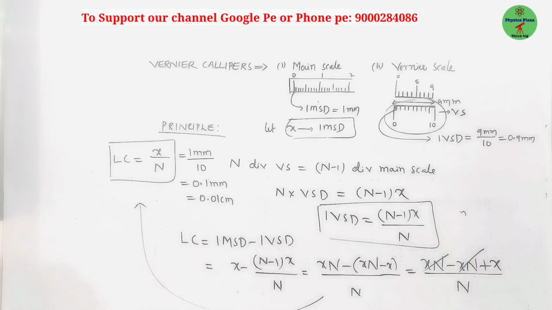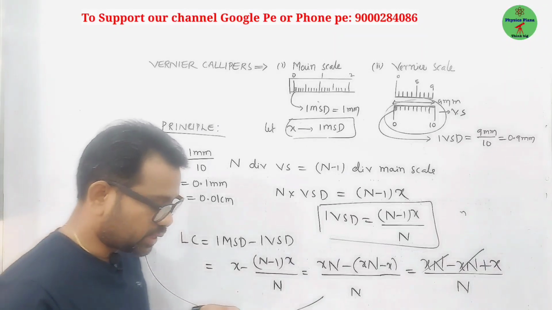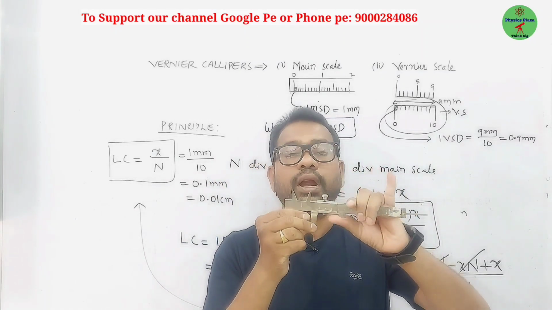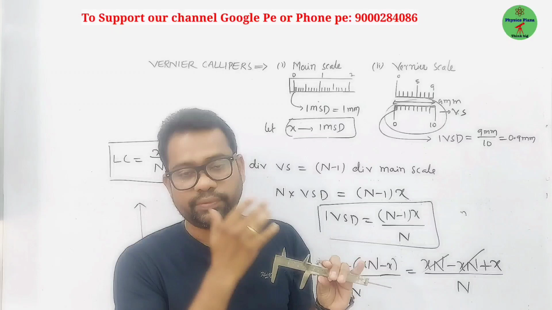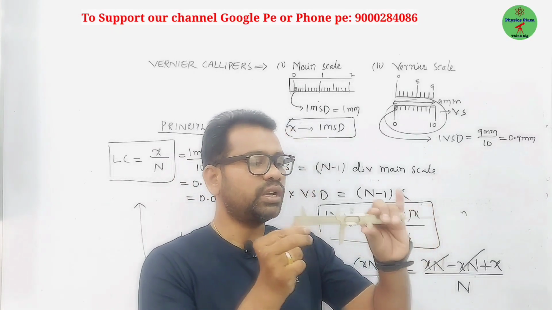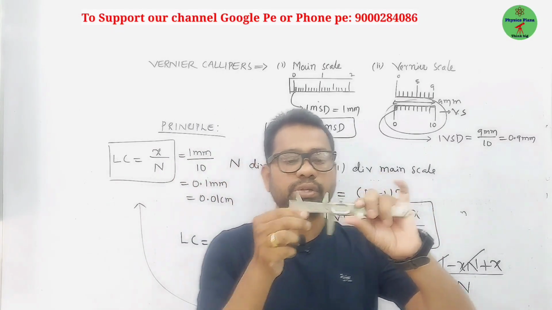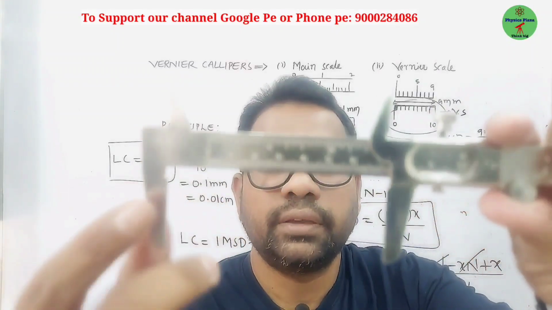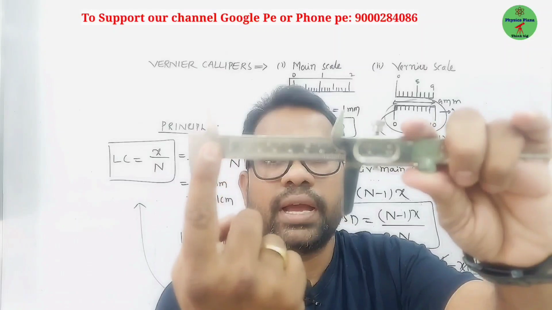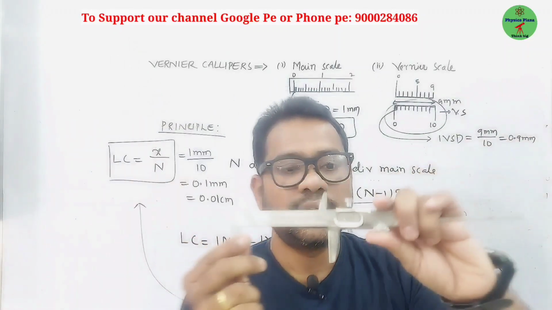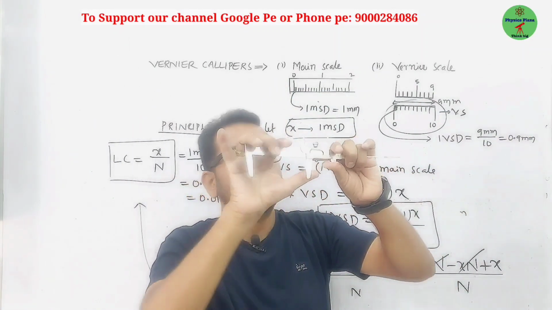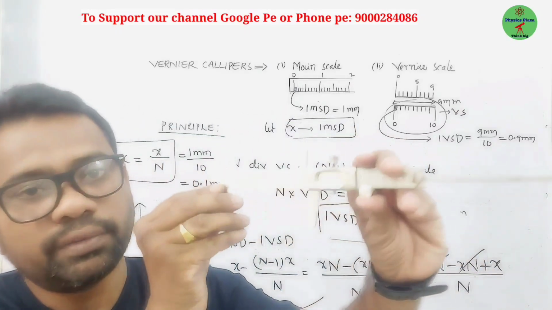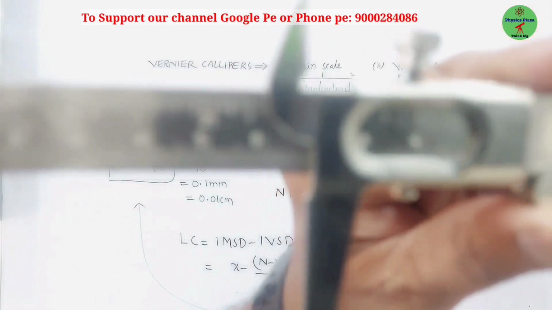Now let us see what the vernier calipers actually is. Children, this is how a vernier calipers looks. I will try to show it on the screen also. If you can see the vernier calipers, this is a main scale, and it is calibrated in terms of millimeters, and this is a vernier scale which is capable of sliding.